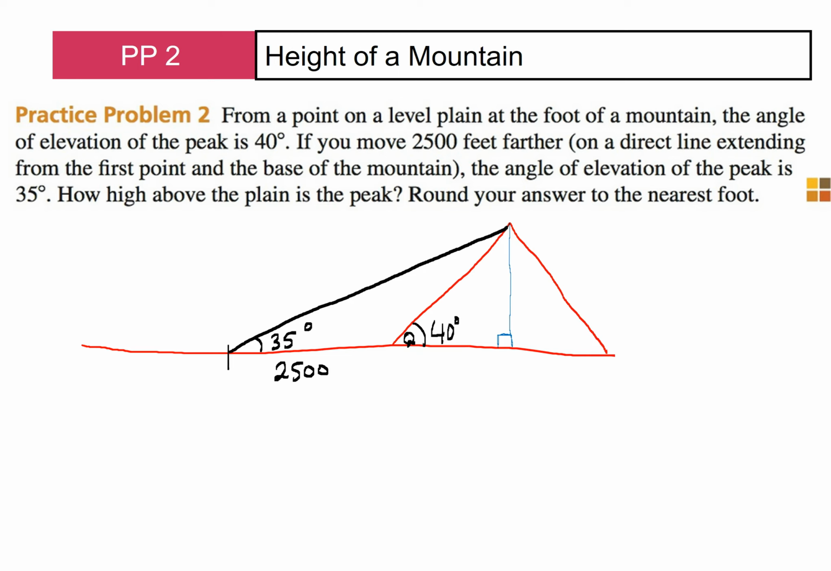So first things first, I'm going to drop an altitude down from the mountain. That is eventually what I want to solve for. And then I also know if I have 40 degrees on this side, the supplemental angle would be 140 right here. Ooh, that also tells me some stuff. Since this little triangle is its own little triangle, I know that 35 degrees plus 140 degrees is 175. That means this angle would have to be 5 degrees.